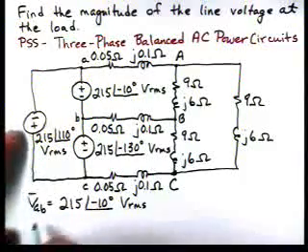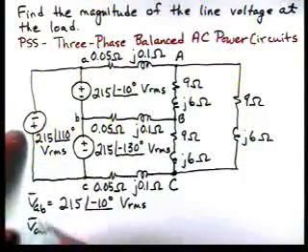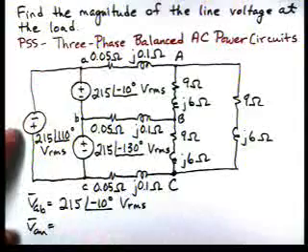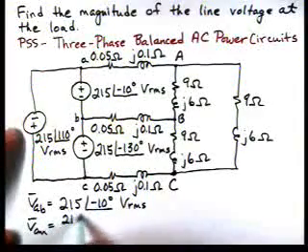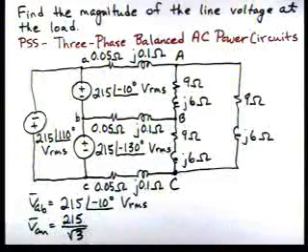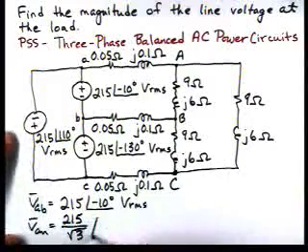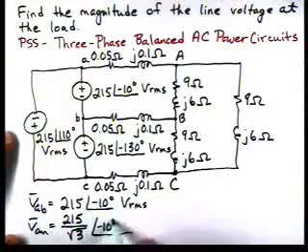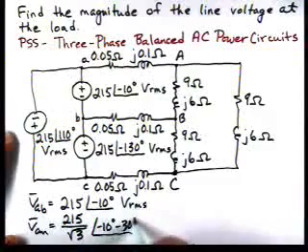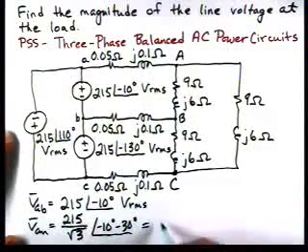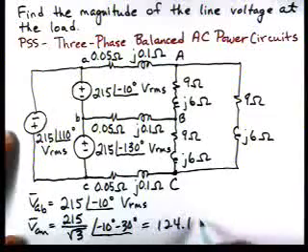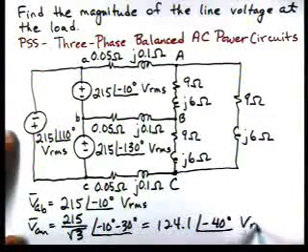So if we go to calculate VAN, so that we can draw our A-phase circuit, the magnitude will be 215 divided by the square root of 3, because VAB is a line voltage, VAN is a phase voltage. And to get the phase, this is ABC phase sequence, we'll subtract 30 degrees, so we'll get 124.1 at an angle of minus 40 degrees volts RMS.